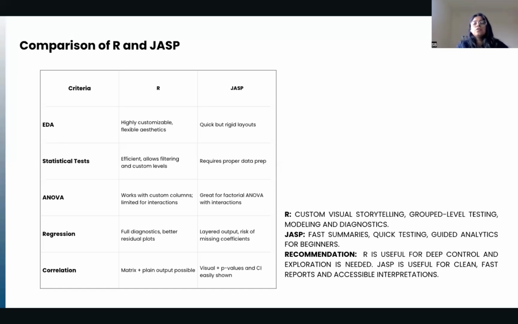To compare everything overall, I would say R is for when I need to tell a story with customized visuals and full model control. When I need to do a quick analysis, I would use JASP, as it will give quick tests or let me present to someone without prior coding skills.